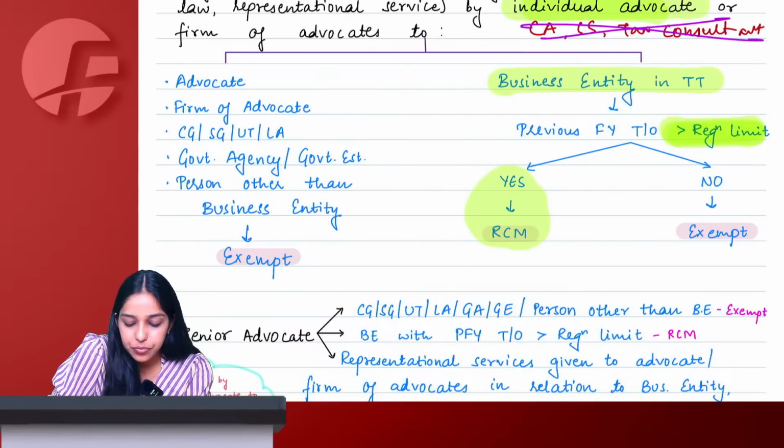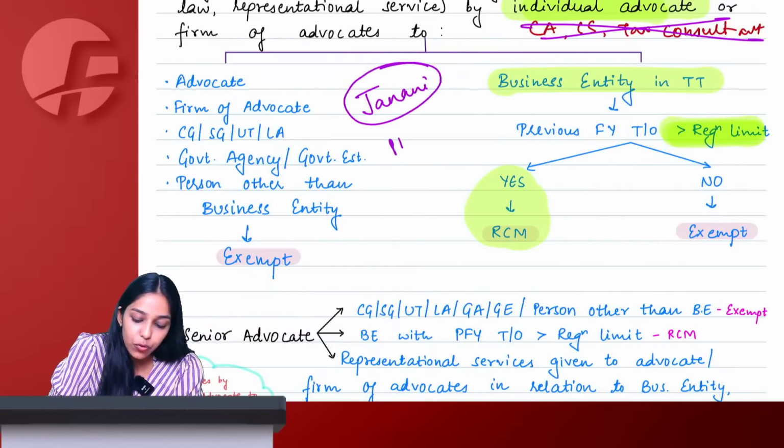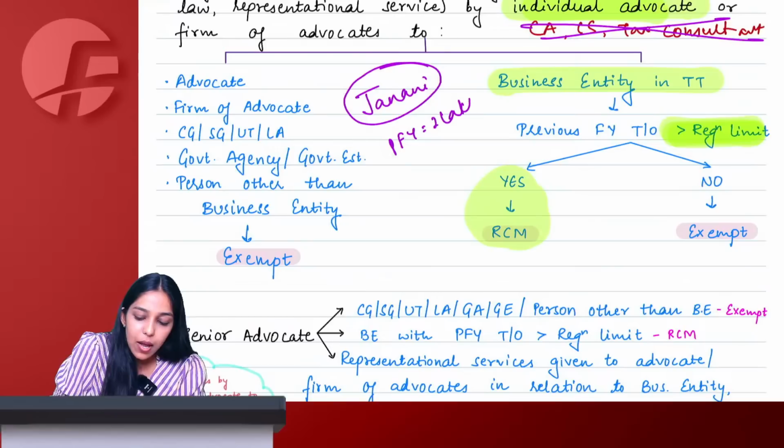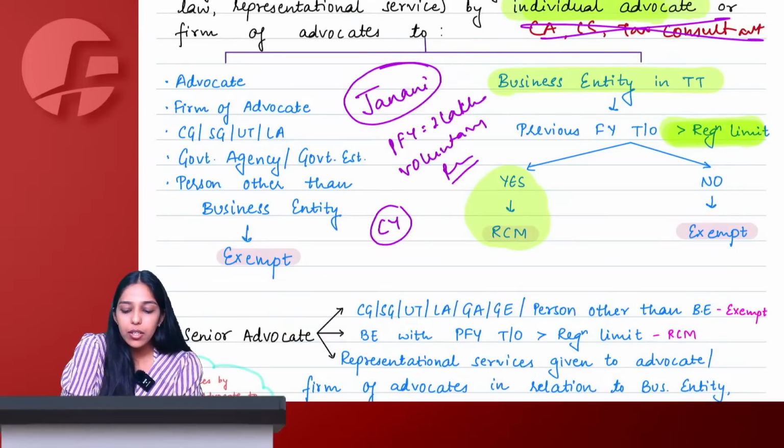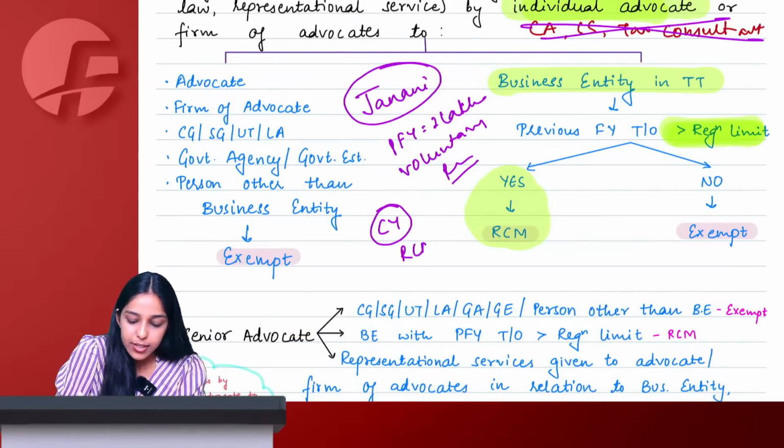Let us say we have Janani here, whose preceding financial year turnover was only 2 lakh rupees. But she decided to take voluntary registration. She took voluntary registration. Now in the current year, she is availing some legal services from an advocate. Bolo, RCM, FCM or exempt?